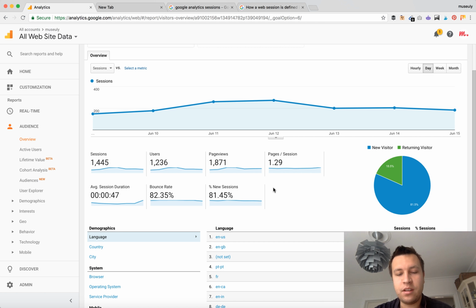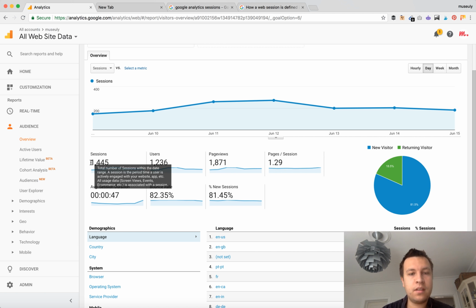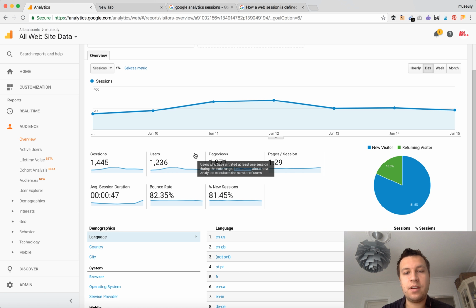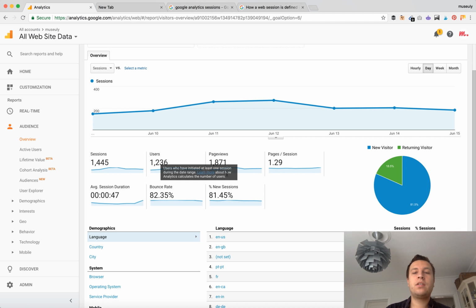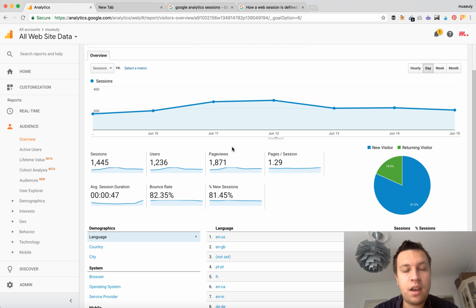So let's imagine one user went to your website. It will be one user. He clicked on 3 pages, so we will have 3 page views, and then he closed the website. So we will still have only one session. But then if on the same day or a few days later, the same user comes back to your website and views another 3 pages, we will still have one user, because it's one unique user, but we will have 6 page views. And then we'll have 2 sessions, because there were two of these interactions with your website.